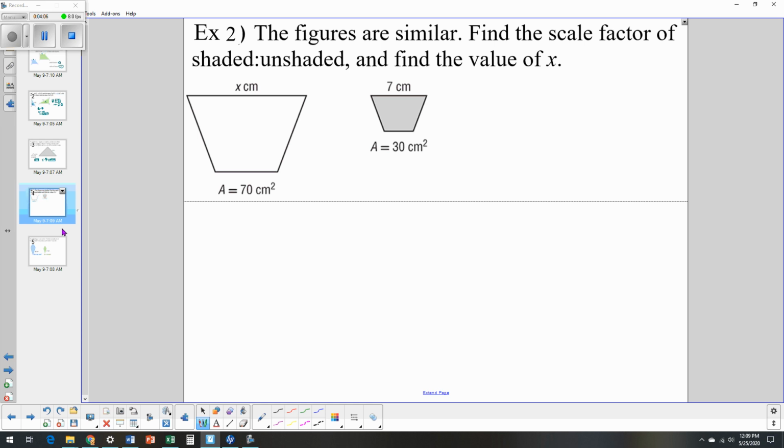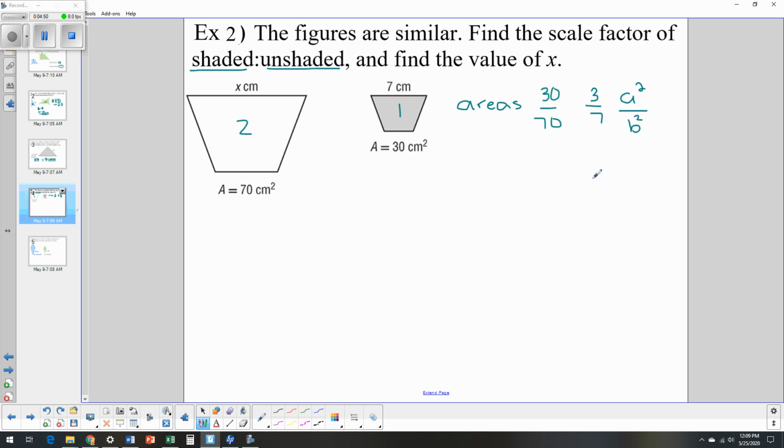The next one is a little trickier. They're telling us the figures are similar. They're giving us the areas, and we have to find the scale factor and the missing side length. They specifically say shaded to unshaded. So this shape is going to come first, and this shape is going to come second. So I know their areas, we're going to work backwards now, their areas were 30 to 70, which I know is really 3 to 7, right? If I reduce. This is the squared already. This is a squared to b squared.